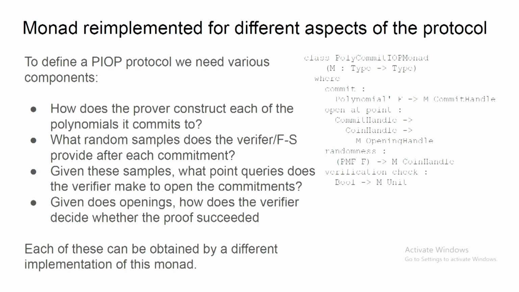And then the nice thing that we can do is, taking advantage of the fact that a polynomial IOP protocol has these various components, right? They have the component of the prover. They have the component of the choices of random samples that the verifier carries out. They also have the components of these point queries and the checks that the verifier does to decide whether the proof is successful. Basically, all of these individual points can be implemented themselves using this monad technique.